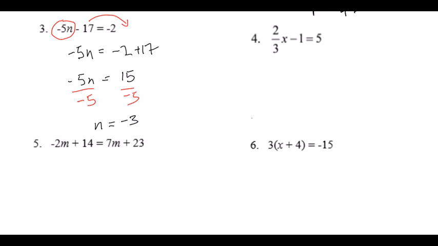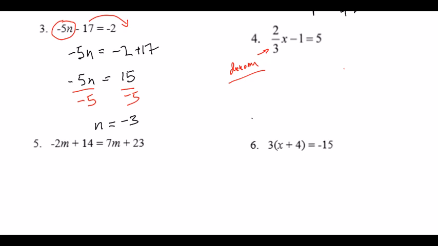Now let's take a look at the next problem, question 4. The biggest issue here is that we have a fraction sitting in front. To get rid of the fraction, we want to multiply every one of the numbers in this equation by the denominator, 3. Multiplying 2/3 times 3 will cancel out the bottom part of the fraction.